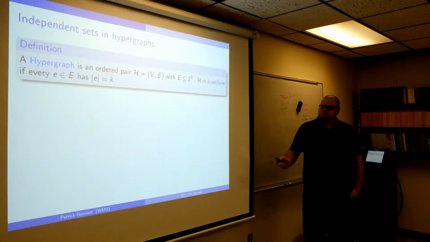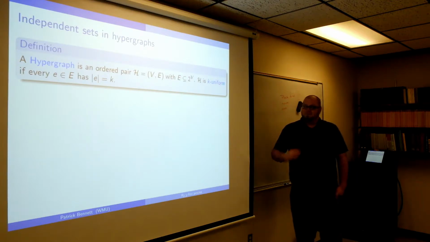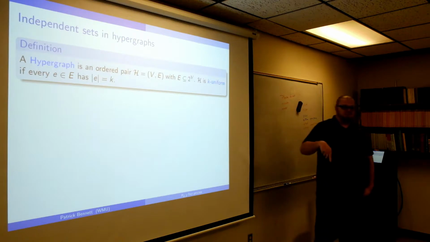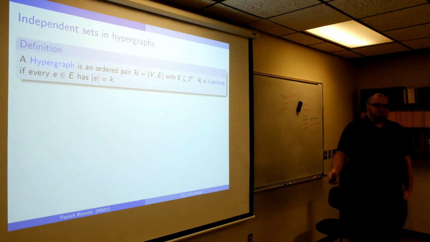So, I'm going to talk a little bit about independent sets and hypergraphs, first of all. A hypergraph is just a set of vertices and edges like a graph, except now the edges can be any size. In a graph, the edges have size 2, but in a hypergraph, they can be any size. If they all happen to have the same size k, we call it a k-uniform hypergraph. So in particular, a graph is just a 2-uniform hypergraph.